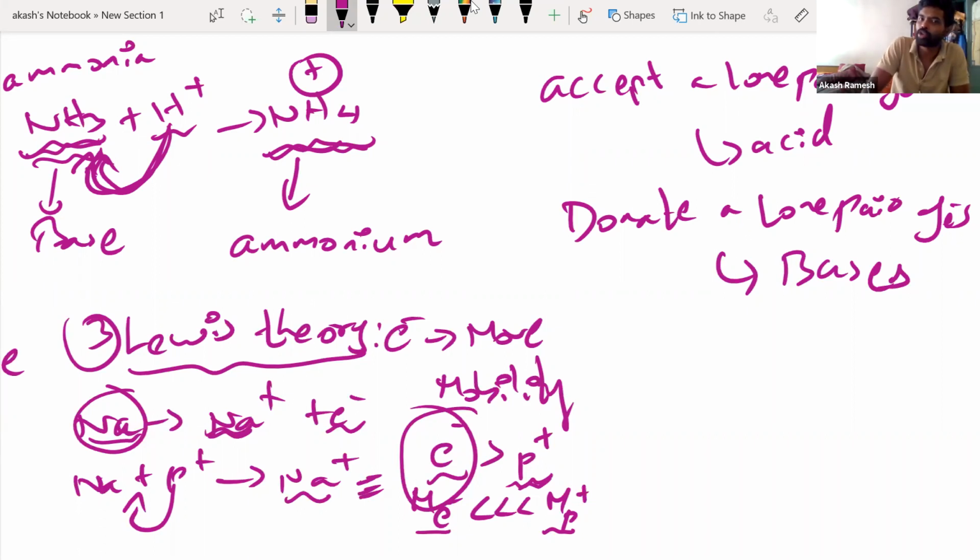Now, do you know what a lone pair of electrons is? Does anybody know what this is? Lone pair? Okay, fine. That's a new term. Lone pair of electrons. Do you know Lewis dot structures from your 9th class?